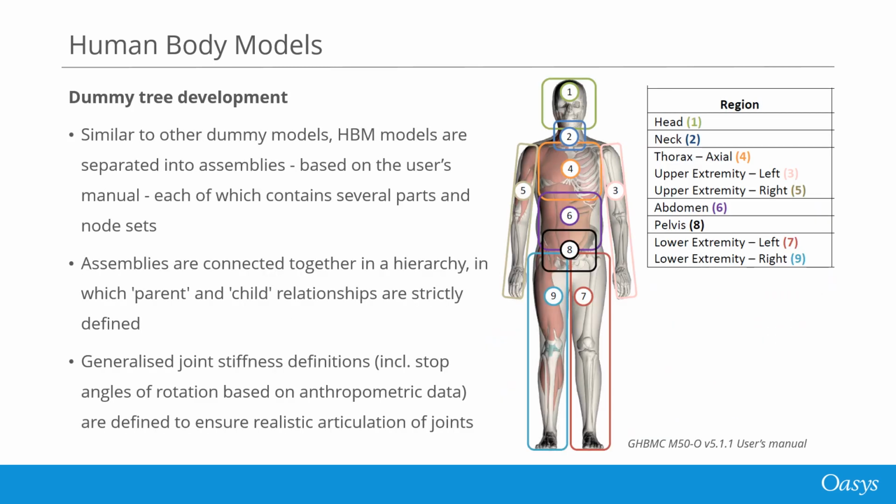So what we have done is develop Primer dummy trees for various human body models. These are similar to the previous dummy models that you've seen in this presentation. The human body model is separated into assemblies. These assemblies are then connected together into a hierarchy with a parent and child relationship, and the joints between the assemblies have appropriate properties and stop angles to ensure realistic articulation of joints.